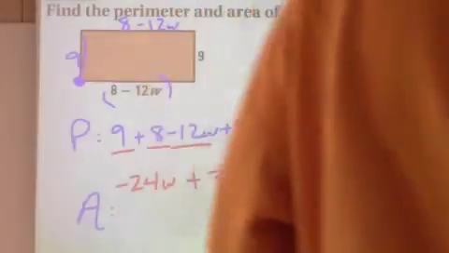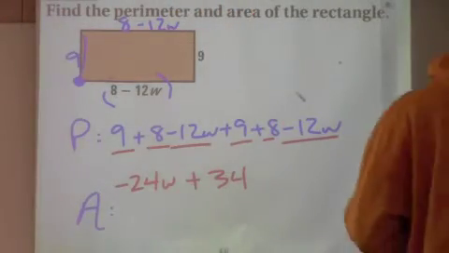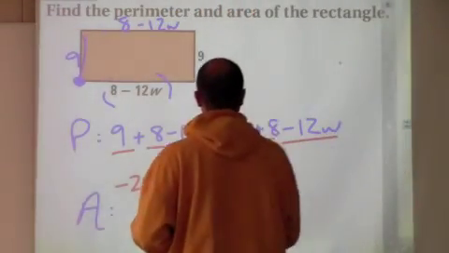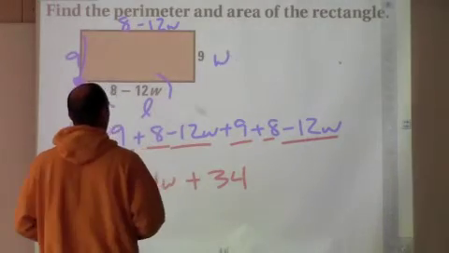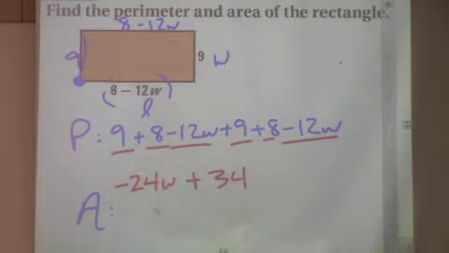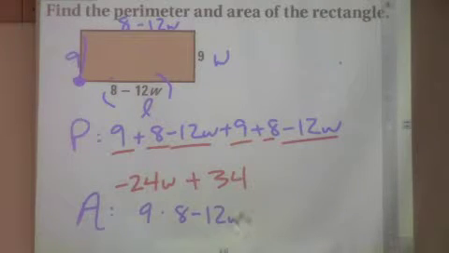All right, so when you're finding the area, here's the most common mistake I see people make. People go, well, here's my length and here's my width. So if I take length times width, they go 9 times 8 minus 12w, because they took this side times this side. And they go, well, 9 times 8, that's 72 minus 12w.